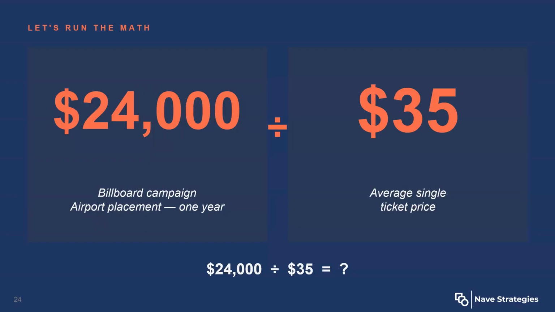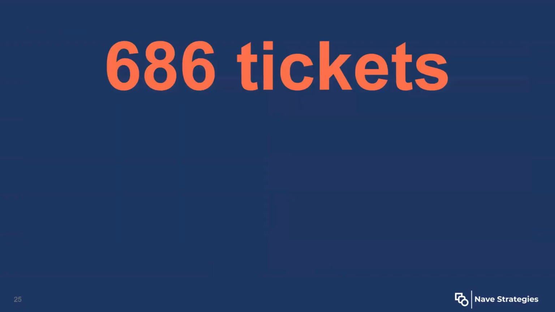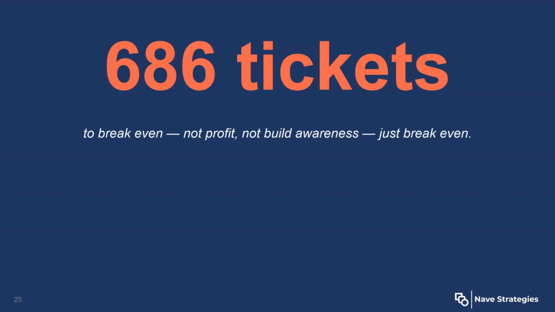$24,000 divided by $35 equals 686 tickets. That billboard campaign has to directly sell 686 single tickets just to break even, not to build awareness, not generate goodwill. Sell 686 tickets, traceable, attributable tickets from people who saw the billboard and bought a seat.